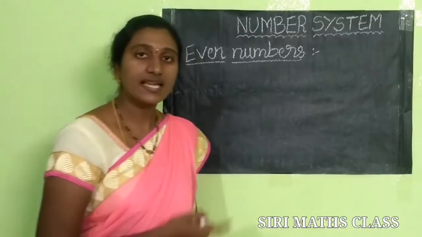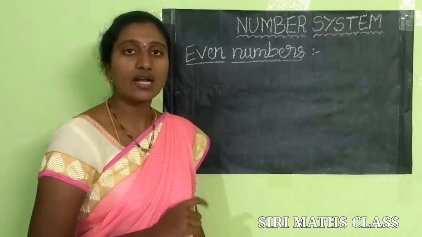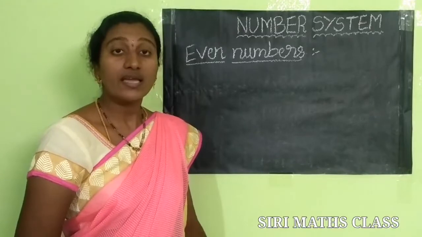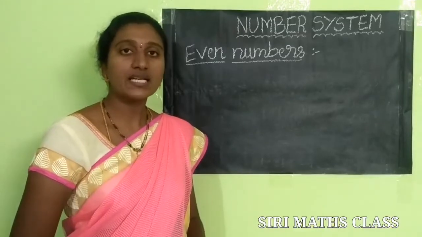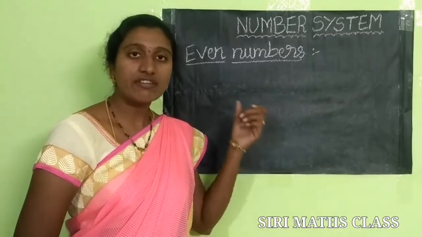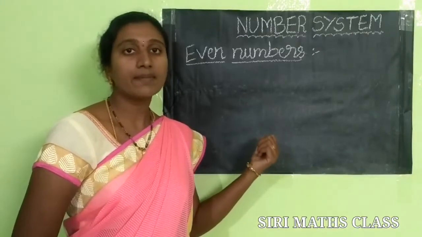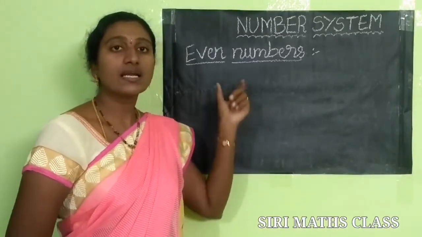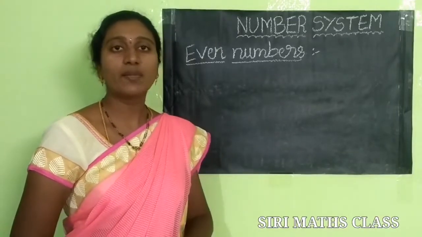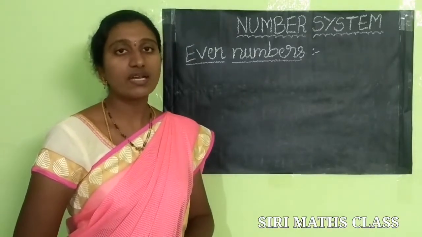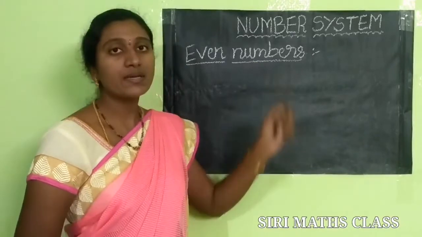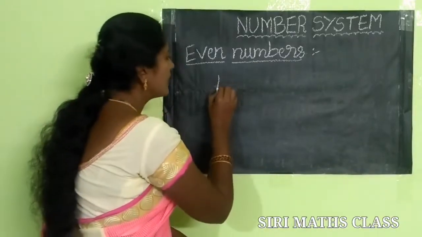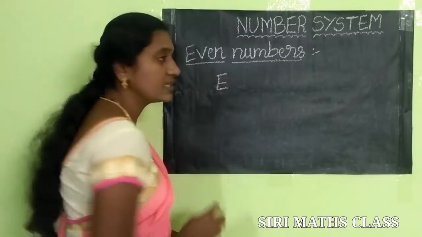The numbers which are exactly divisible by 2 are called even numbers. Exactly divisible means the remainder is 0. When the number is divided by 2, we get the remainder 0. Those numbers are called even numbers. The set of even numbers is denoted by the capital letter E.